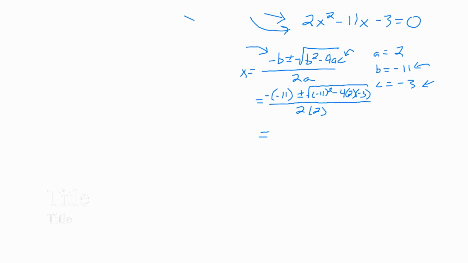So go ahead and we'll do this one together. I'll help us through this one. Negative 11 is going to be 11, plus or minus the square root of negative 11 squared, which would be 121. Negative 4 times 2 would be a negative 8, times negative 3 would be a positive 24, I think. And then that would all be over 4.